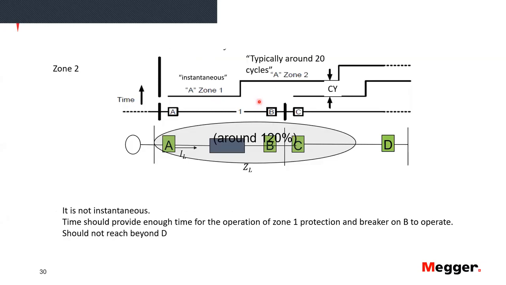It should trip at typically around 20 cycles. We had zone 1 tripping instantaneously, so this one does not need to trip instantaneously. It should give the relays on B and C time to see faults in their areas and their zone 1s of protection. But if that doesn't happen, then it should trip in typically around 20 cycles. The time on that protection should be enough for the operation of the zone 1 protection and the breaker B to operate. And it should not reach beyond D.